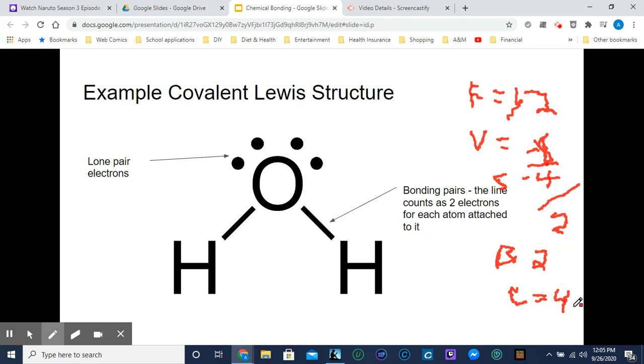And then these 4 lone electrons, for water, they can't go on the hydrogens, because hydrogen can only have 2 electrons, or 2 shared electrons total. So the other 4 go on the oxygen in pairs to fill oxygen's octet, because each line counts as 2 and counts for both of the atoms attached to it. That would give oxygen 2, 4, 6, 8, and each hydrogen has 2, and so that's full, and we're good with that.